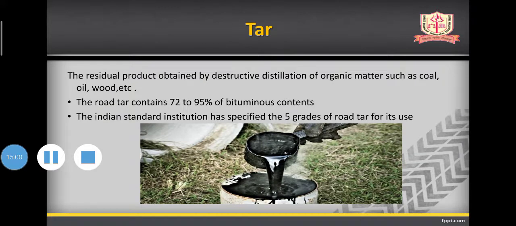Then what is tar? The residual product obtained by destructive distillation of organic matter such as coal, oil, wood, etc. When we destructively distill organic matter, that is coal, oil, wood, whatever leftover product we get after destructive distillation is known as tar. The raw tar consists of 72 to 95% of bitumen, and in India the Standards Institute has specified 5 grades of raw tar for its uses. The raw tar is used for sealing purposes. Also the tar is used for DPC purposes.